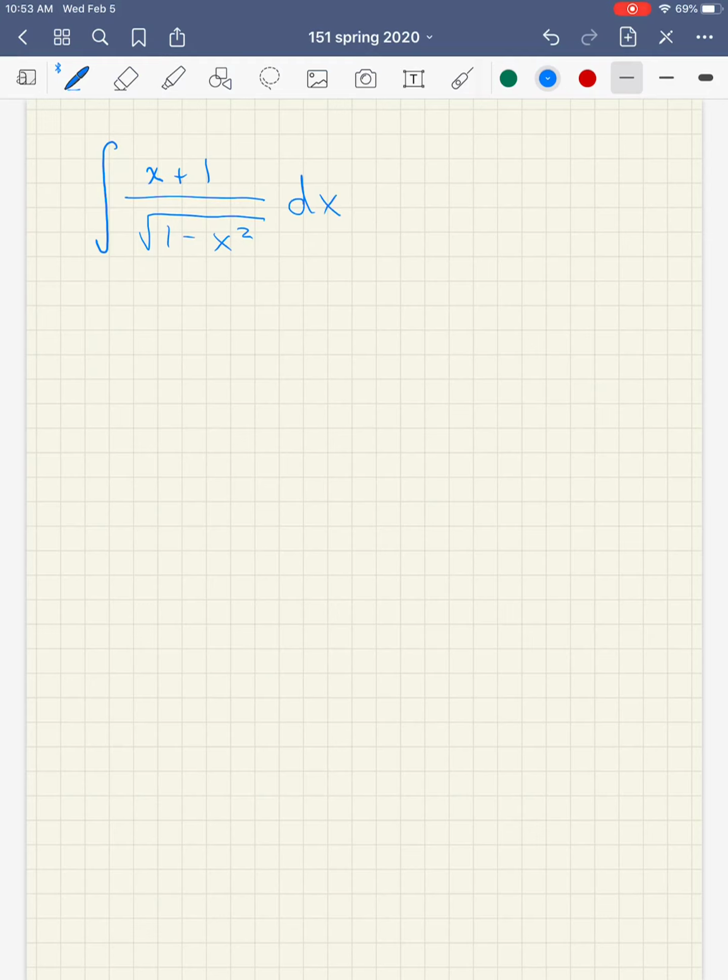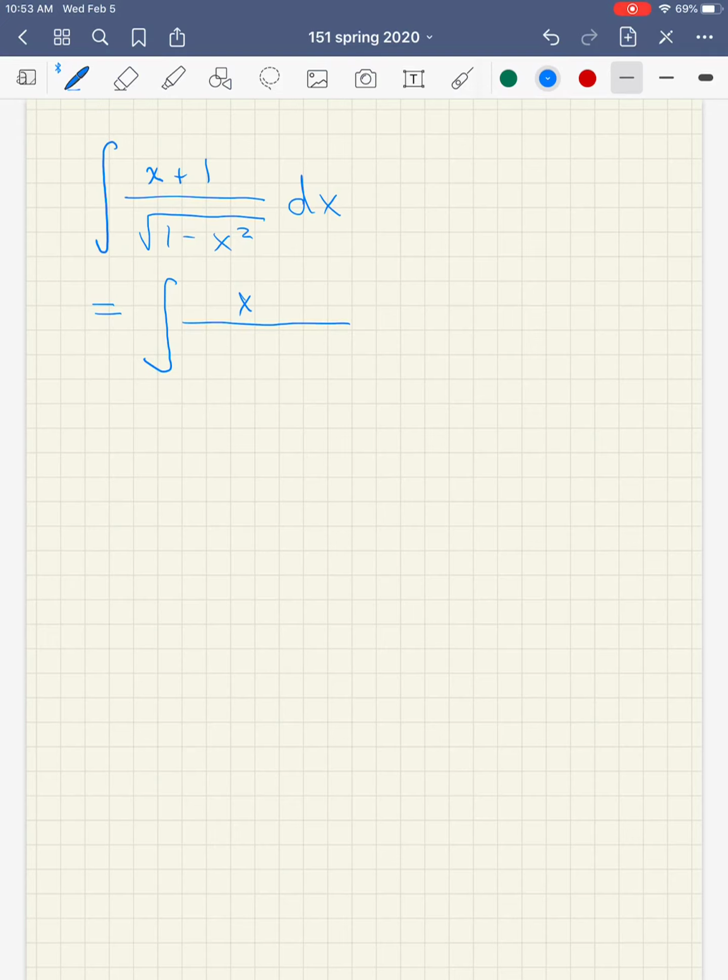And the thing to notice about this is that if it were just x over the square root, then we could use substitution. And if it were just 1 over, then our formula sheet would say that the antiderivative was arcsin. And so on this, we want to use the best of both worlds and split it up.